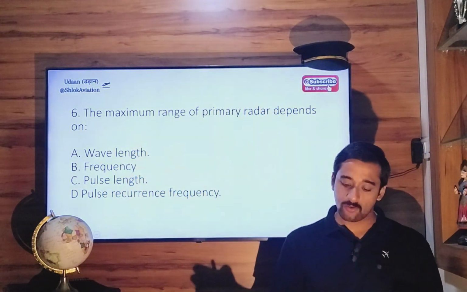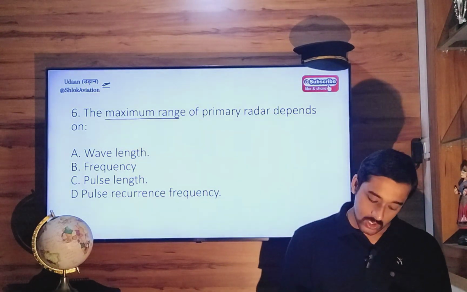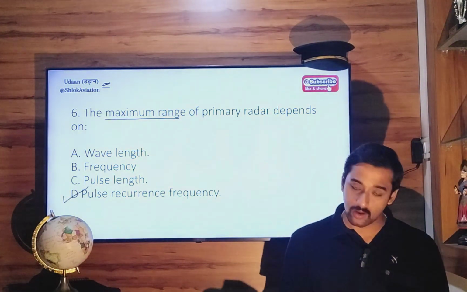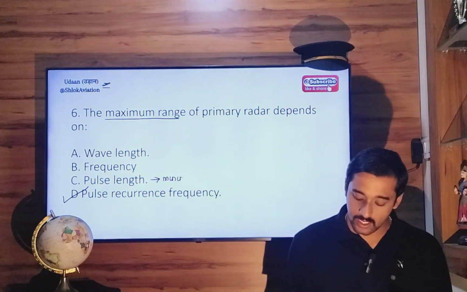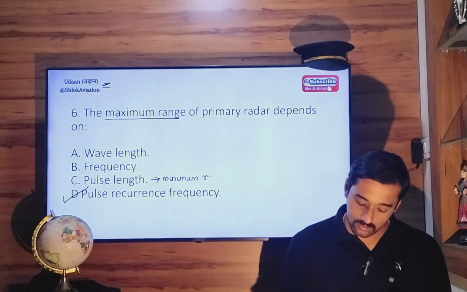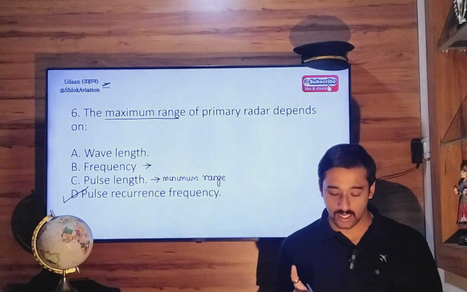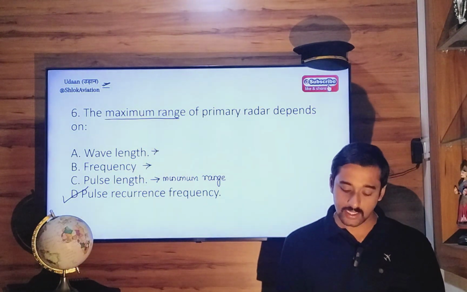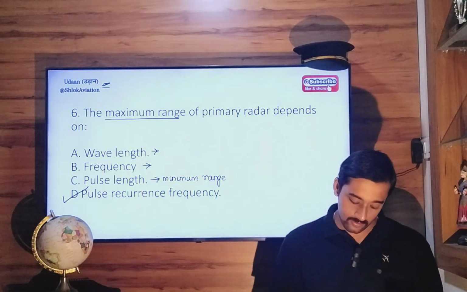The maximum range of a primary radar depends on what? Maximum range they are talking about. So maximum range is pulse recurrence frequency. Pulse length determines minimum range. I am saying it again. Frequency is number of pulses transmitted every second. Wavelength is the distance of one radio wave, a sine wave.